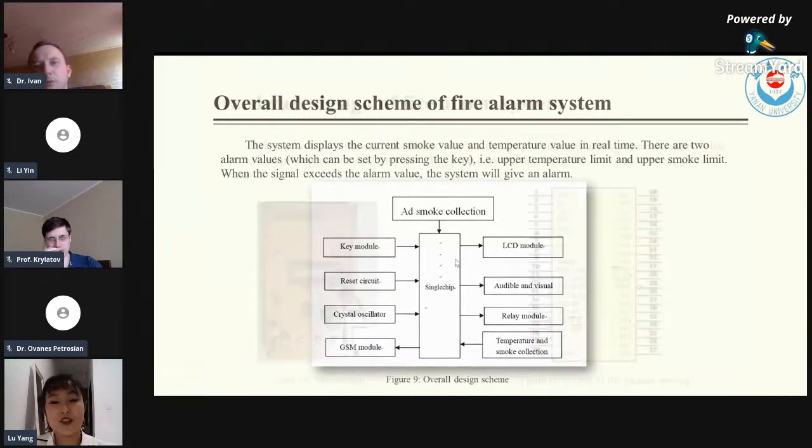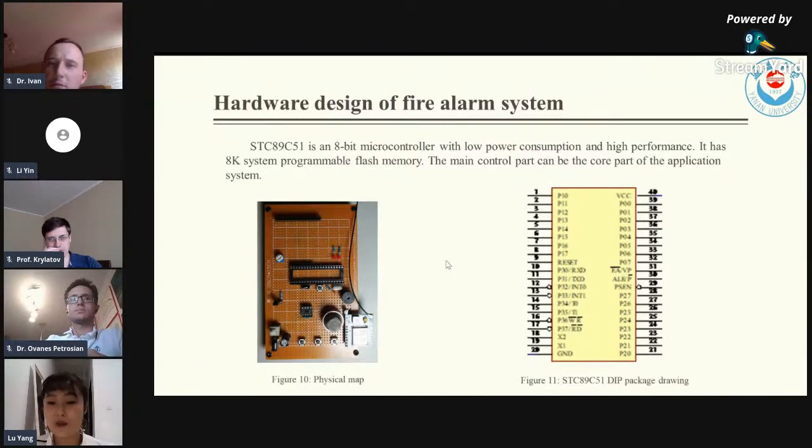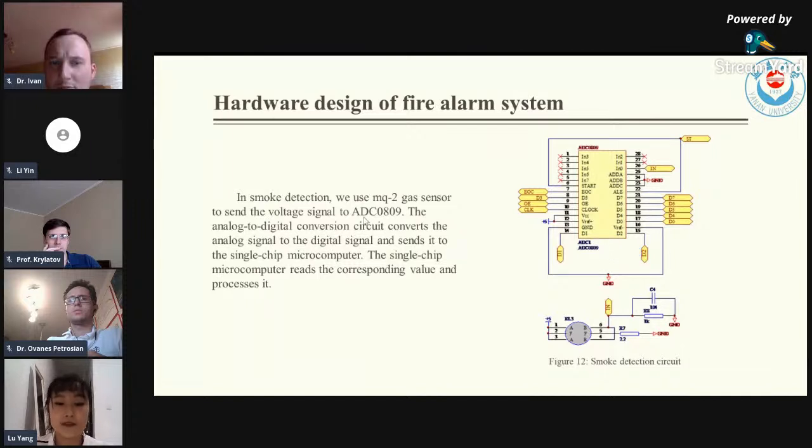The third part introduces the hardware design. The main control module we use is the STC-89C51 single chip microcomputer. Figure 10 shows its physical figure. Figure 11 is the DIP circuit diagram. The MQ2 gas sensor is used in the smoke collection module. The analog signal is converted into a digital signal by AD conversion and sent to the MCU.